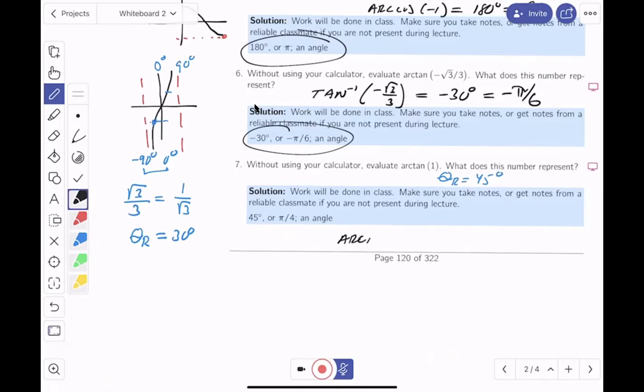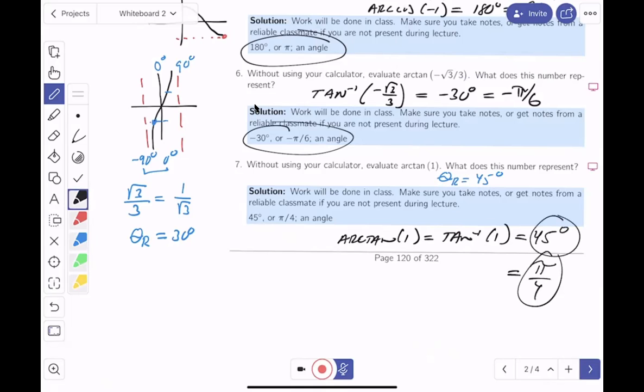Arctangent of 1, same thing as writing this down over here, inverse tangent of 1. Well, it's between 0 and 90 with a reference of 45. So 45 degrees. And again, you should get used to writing your radians down as well, pi over 4. All right, that's done. The answers are listed over there. Go to problem number 3.